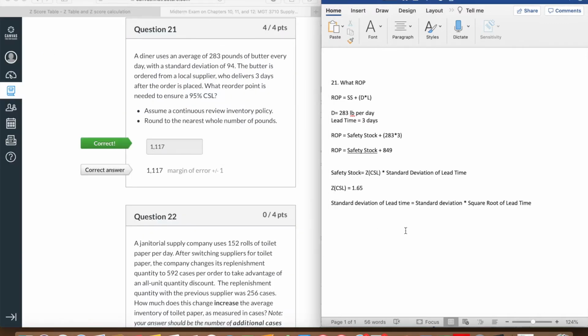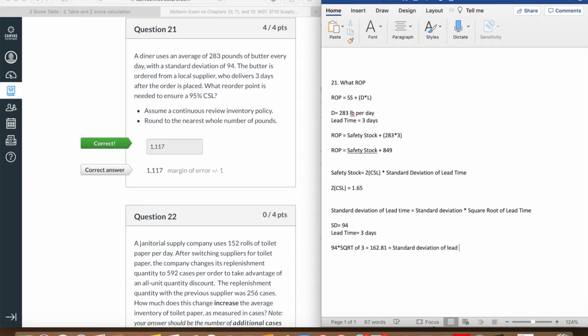Now, the remaining part of the problem is the standard deviation of lead time. Going back to the formula, we can plug in this information that's already given to us. The standard deviation is 94. Lead time is 3 days. If we do the math on that, which I already did, it's 94 times the square root of 3, which is equal to 162.81. And this is the standard deviation of lead time.